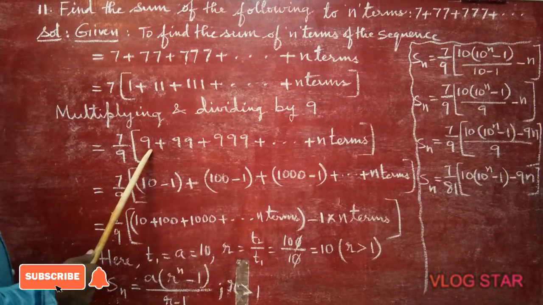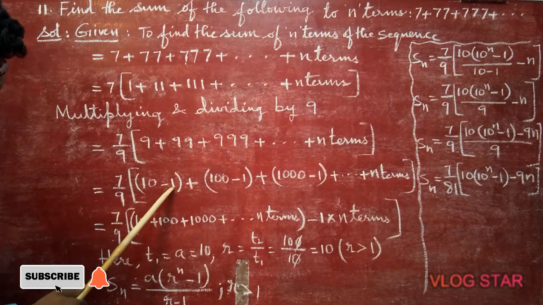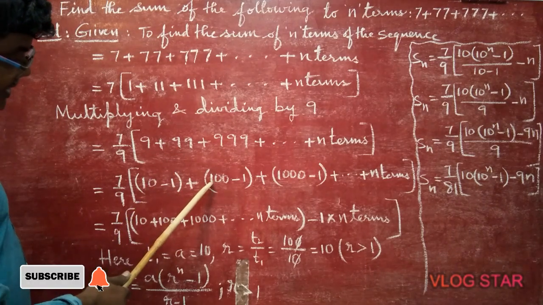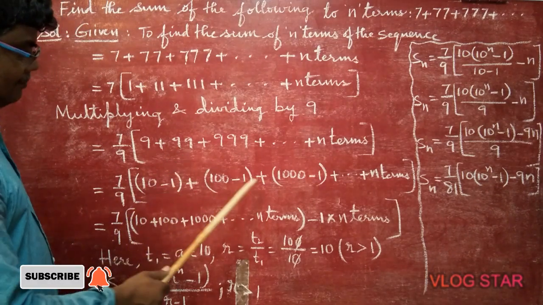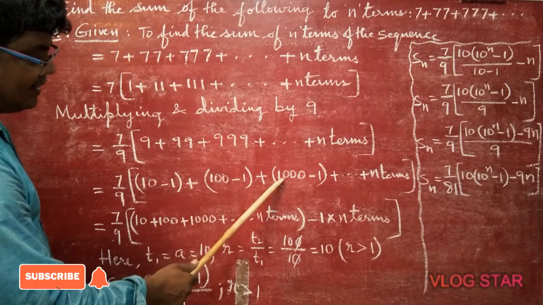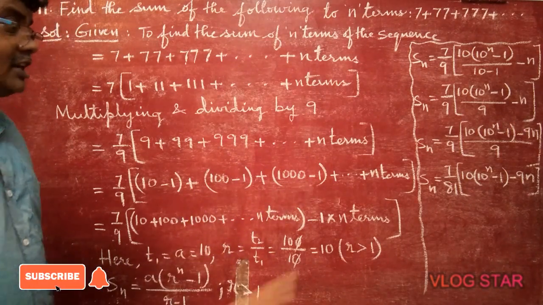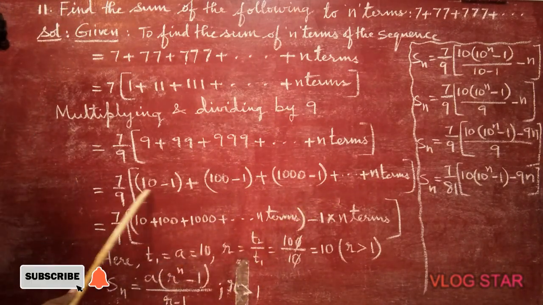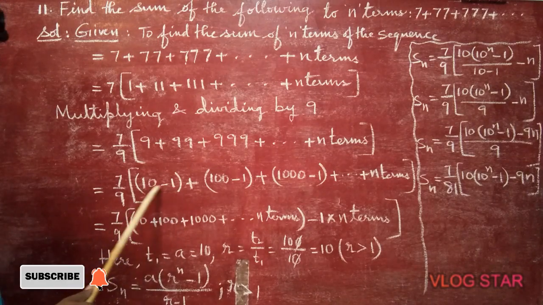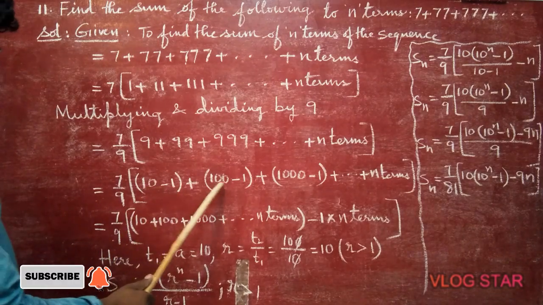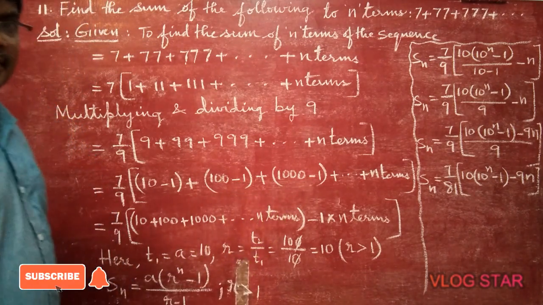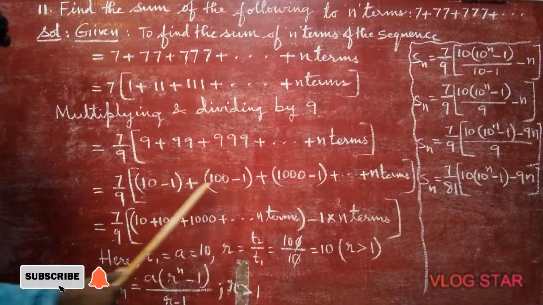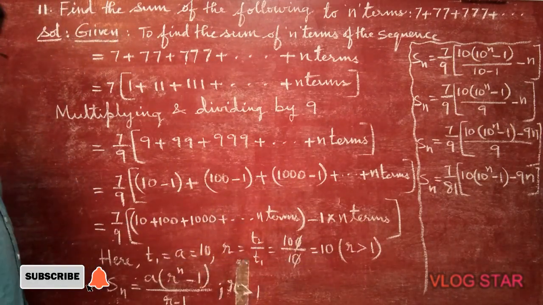7 by 9. Why I took 9: I can write 9 as 10 minus 1. 10 minus 1 how much? 9. 99 how can I write? 100 minus 1. And 999 how can I write? 1000 minus 1. So that's why I multiplied with 9. Like that, n terms. Now in each bracket, 2 terms are there: first term, second term, first term, second term. Now I am taking all the first terms in the first bracket and the second terms in the second bracket. Are you able to follow?